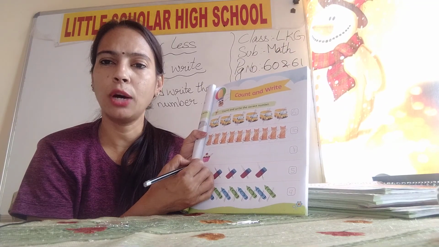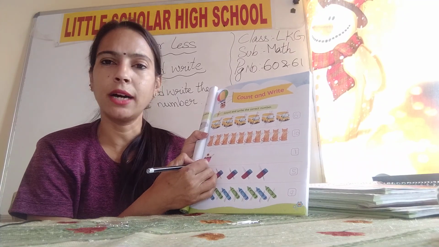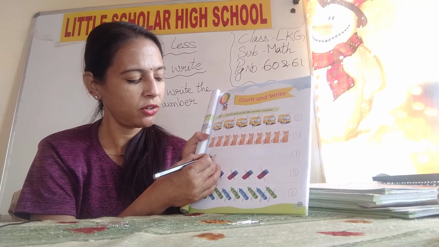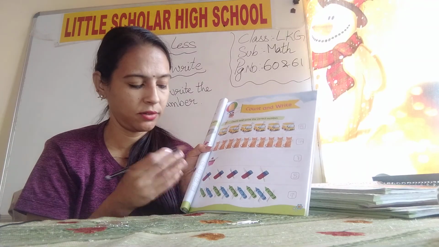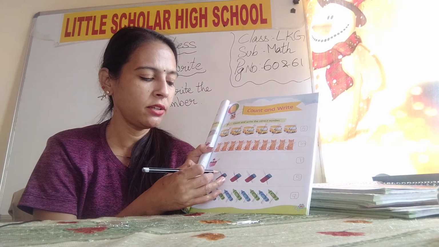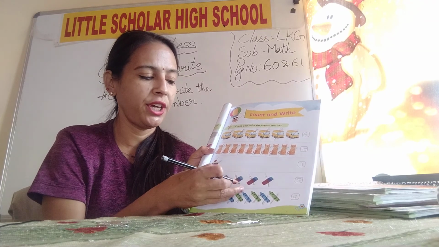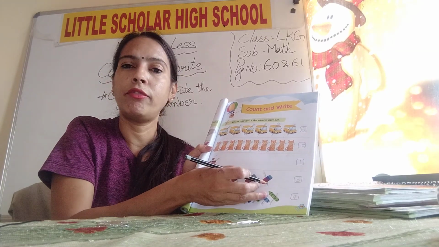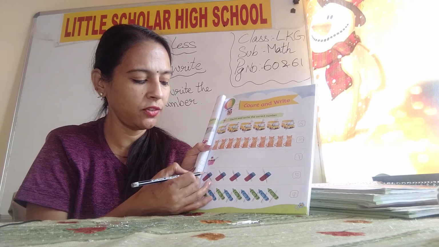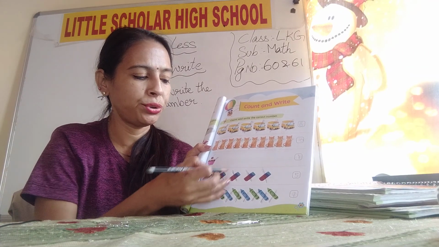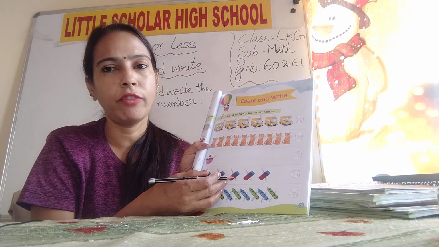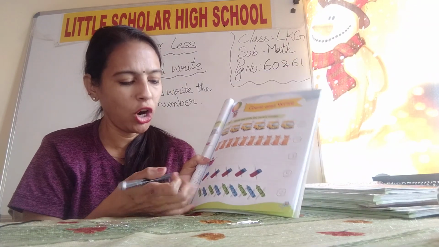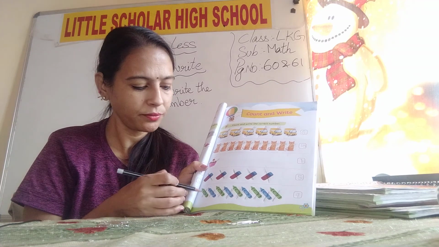1 cupcake. How many cupcakes are there? 1. And how many erasers are there? Let us count. 1, 2, 3, 4, 5. There are 5 erasers. Now, how many crayons are there?